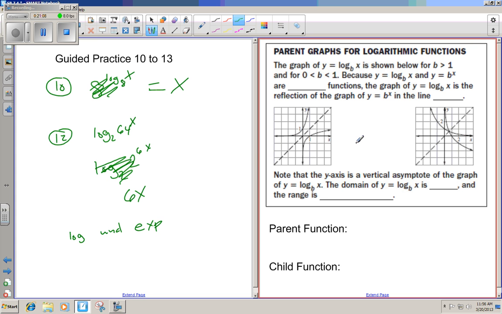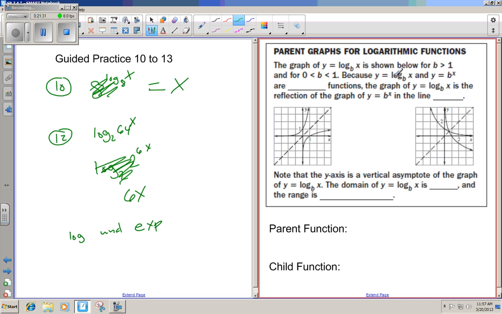All right, graphing. There's a few pieces of information you need to remember for this. First of all, the graph of y equals log base b of x is shown below. B, of course, is greater than 1, and for b between 0 and 1.